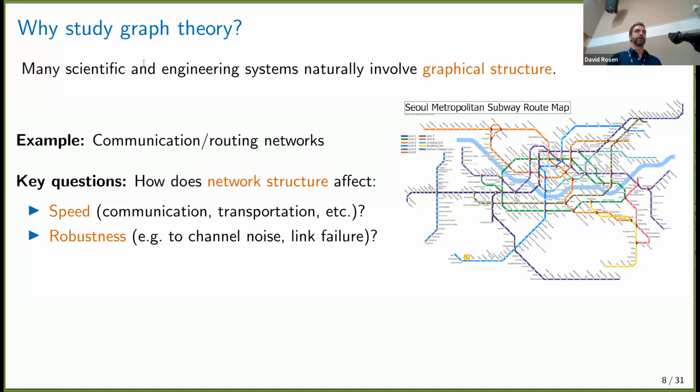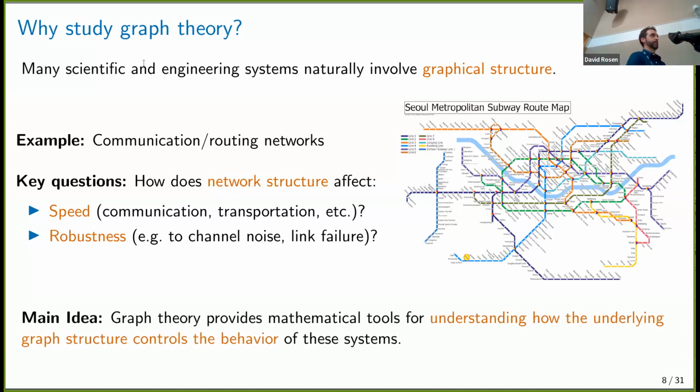Maybe another parameter of interest might be robustness. For example, if I'm looking at a communications or a routing network, and I imagine that some of these links might be lossy or noisy or can maybe fail with some probability, how does the connectivity or the topology of this graph, together with some notion of the certainty of these edges, affect how reliably that network will operate when certain of these links may be prone to failure?